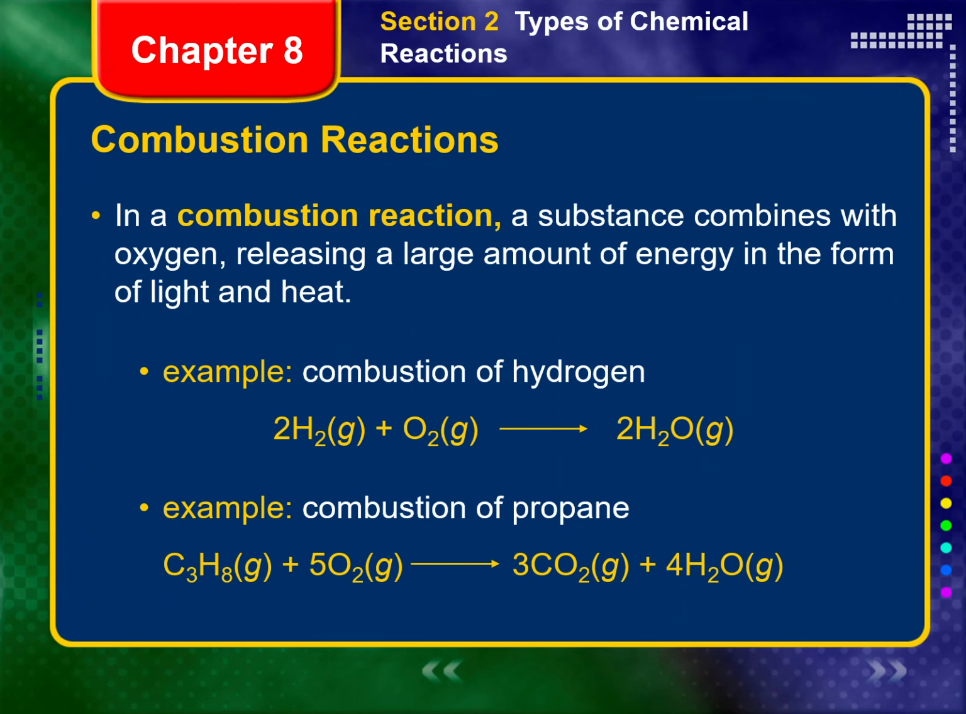In a combustion reaction, a substance combines with oxygen, releasing a large amount of energy in the form of heat and light. The reaction's product is water vapor, according to the equation at the top of your screen. The burning of natural gas, propane, gasoline, or wood are also examples of combustion reactions. For example, the burning of propane, C3H8, results in the production of carbon dioxide and water, according to the equation at the bottom of your screen here.